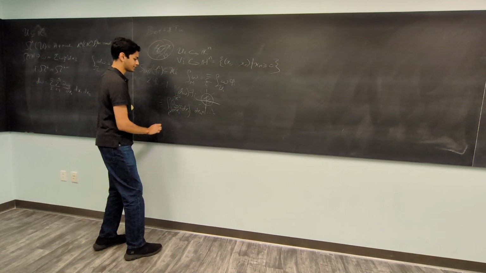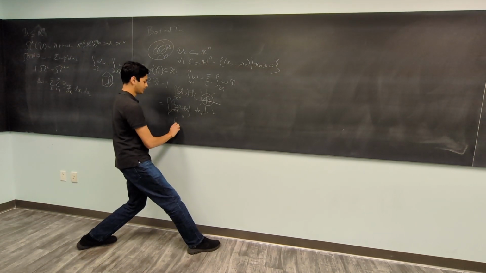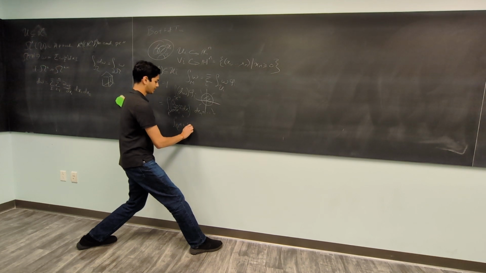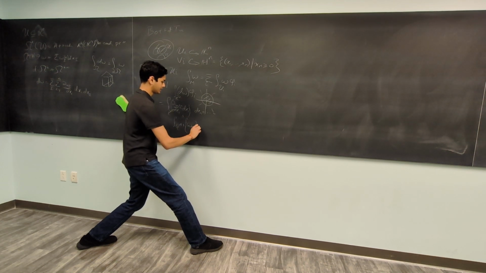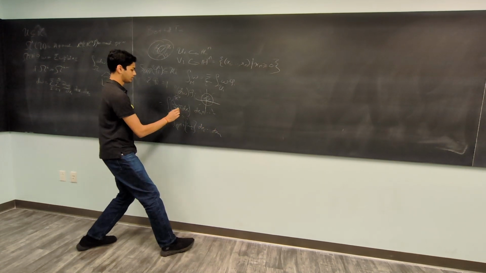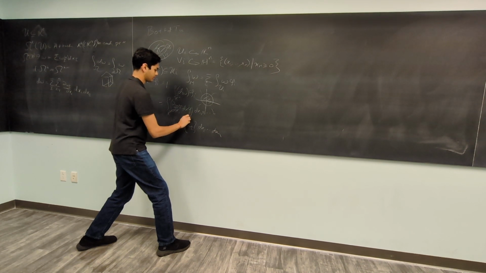So you first integrate the x1 coordinate, and this integral becomes the integral over Rn minus 1 of omega i dx2 to dxn. Oh, I forgot the partition, phi i.